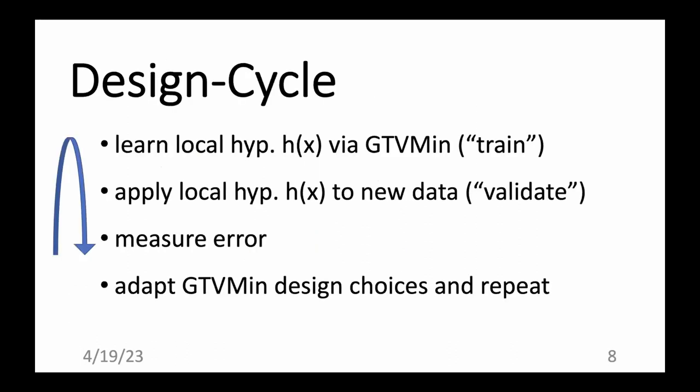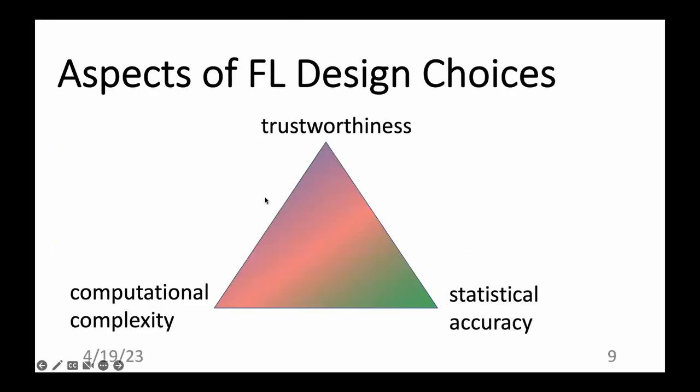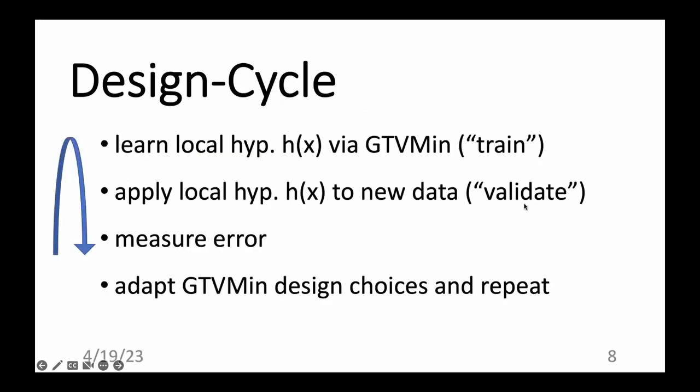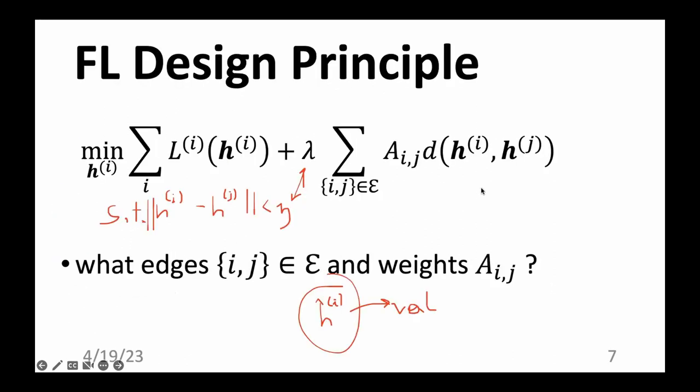Okay, so beside the validation error, which is what I call a statistical aspect. So in this triangle, the statistical accuracy is what is measured on the validation set. What we also have is computational complexity.